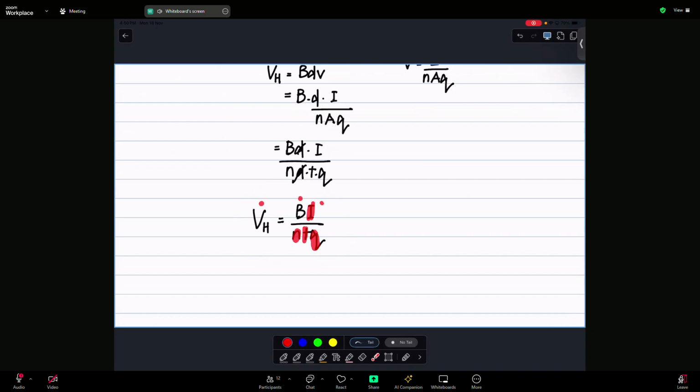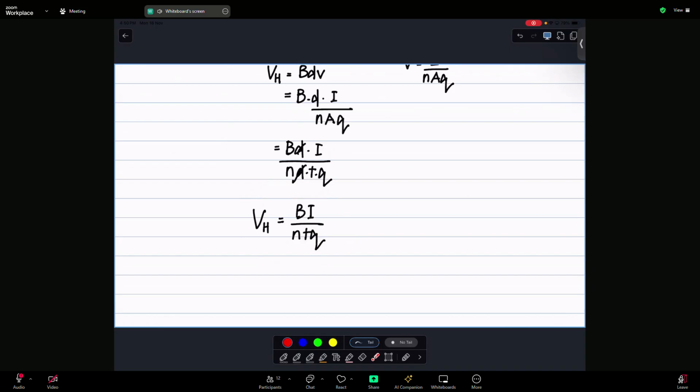So, these will remain constant, by the way. There's no reason for your current to change because that's based on the supply. What is N? Charge carrier density. That is supposed to be constant because you're using the same material. Thickness of the wire must be constant. Charge must be constant. So eventually, this is directly proportional to that.